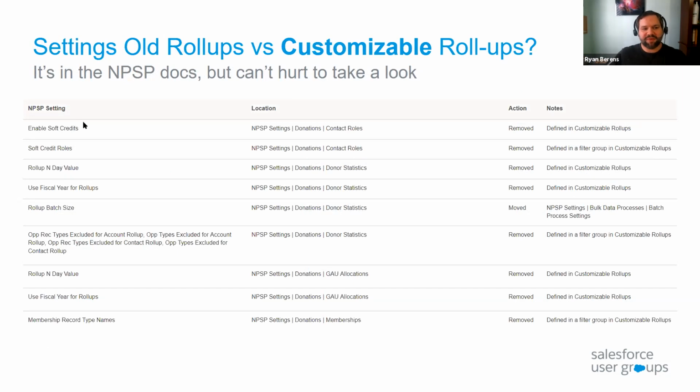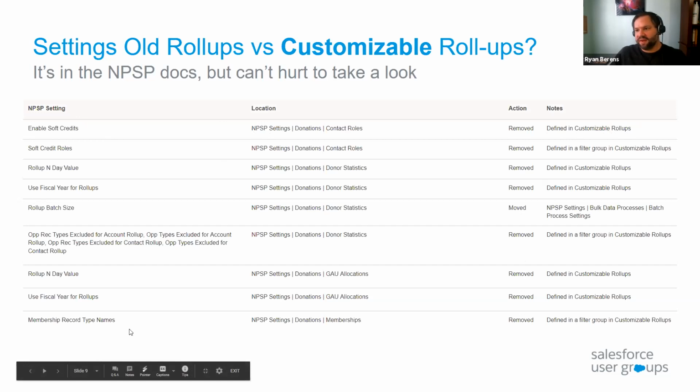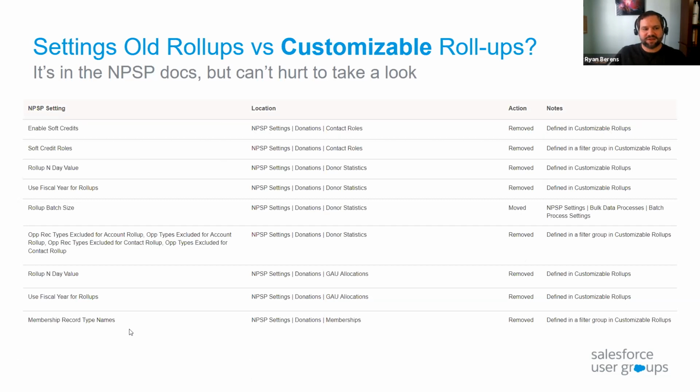If you wanted to enable soft credits, previously you had to go to settings, donations, contact roles. This is now removed. You have to go to the customizable rollups. So the click path for each of these is very different. And so this is very helpful for new admins to NPSP who are working with the customizable rollups in the sandbox so that you can orient yourself to the features.